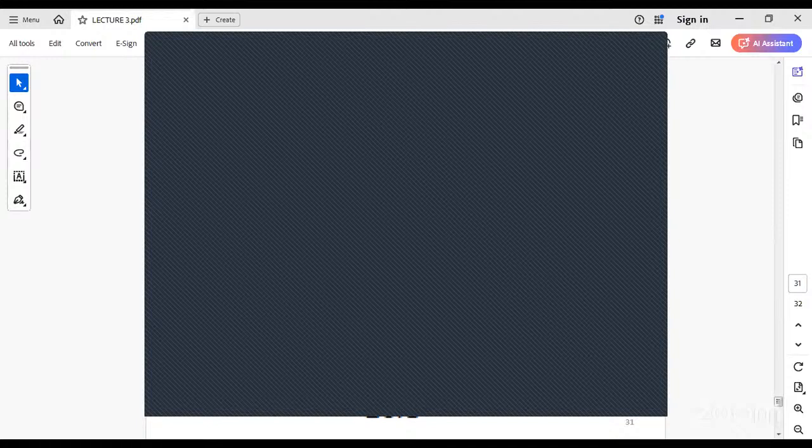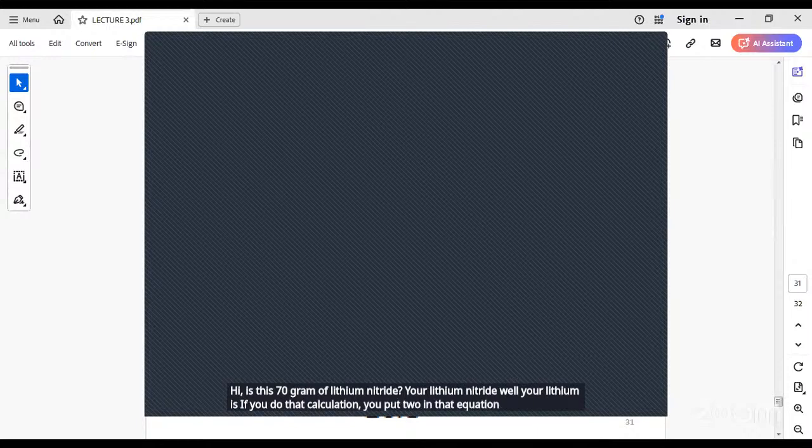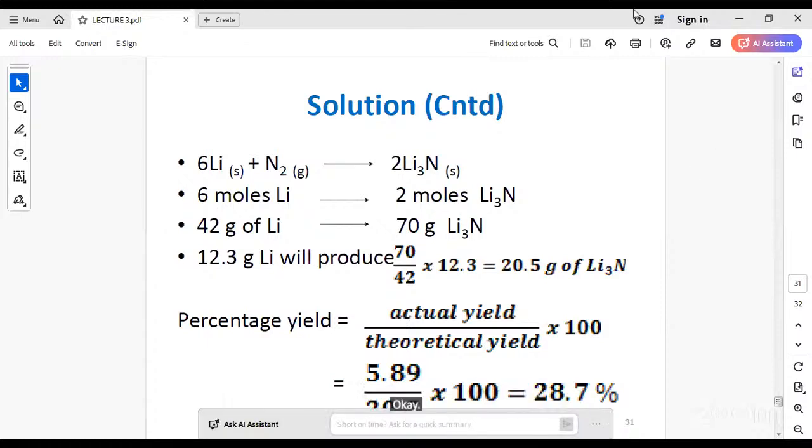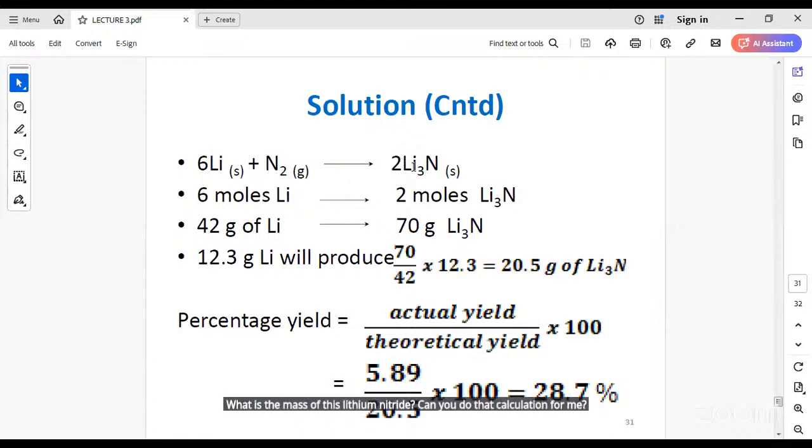How is this 70 grams of lithium nitride? Your lithium is your lithium. If you do that calculation, you put 2 in that equation. What is the mass of this lithium nitride? Can you do that calculation for me? Can you do the calculation?